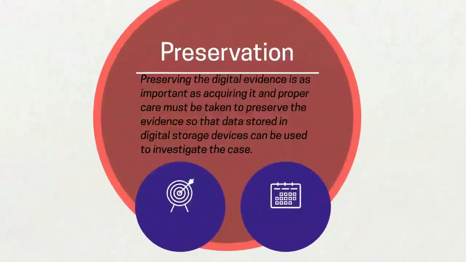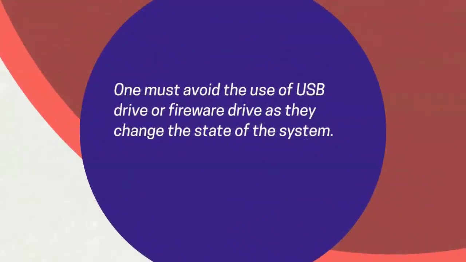Next step is preservation. Preserving the digital evidence is as important as acquiring it, and proper care must be taken to preserve the evidence so that data stored in the digital storage device can be used to investigate the case. It is advisable to take photographs of the computer, cabling, and the devices that are attached to the victim's computer, which are as important as the victim's computer. Also, label the seized cable along with the media. It is important to note that only forensically clean storage devices should be used to store the logs and other important digital information from the victim's computer.